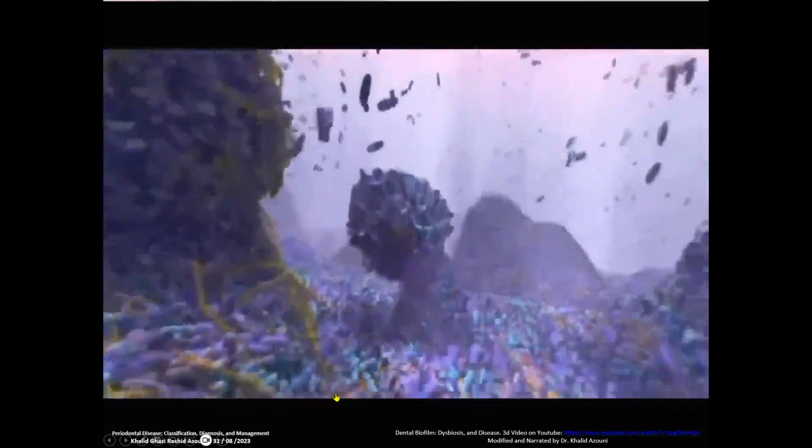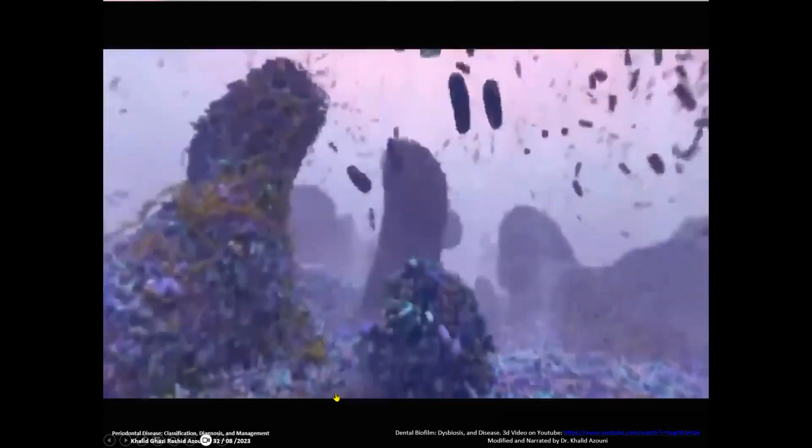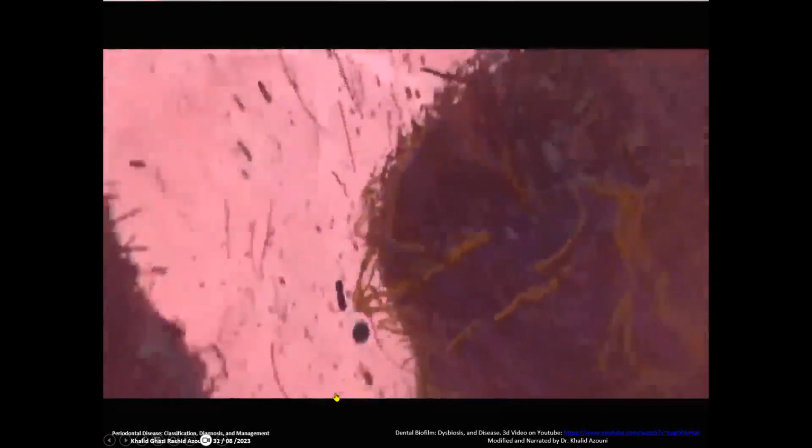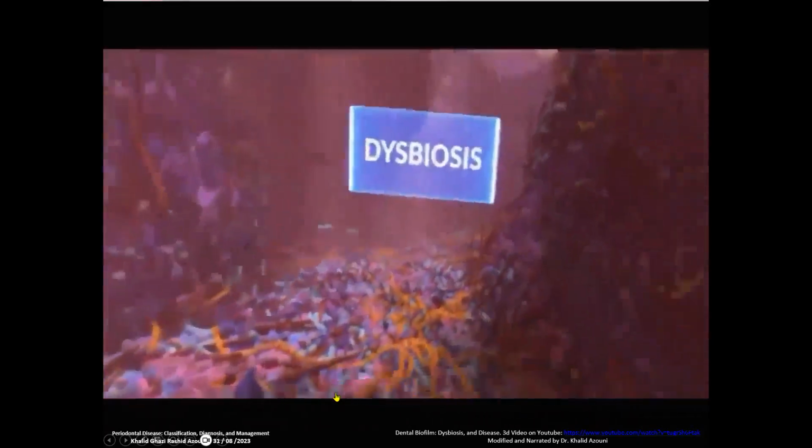The early colonizers are beneficial good bacteria. However, they create an environment suitable for the growth of the more slowly growing bad and pathogenic bacteria. Inadequate oral hygiene allows the development of a thicker, more mature, and complex dental biofilm, which can lead to an imbalance between good and bad bacteria in the oral microbiome, a term called dysbiosis.